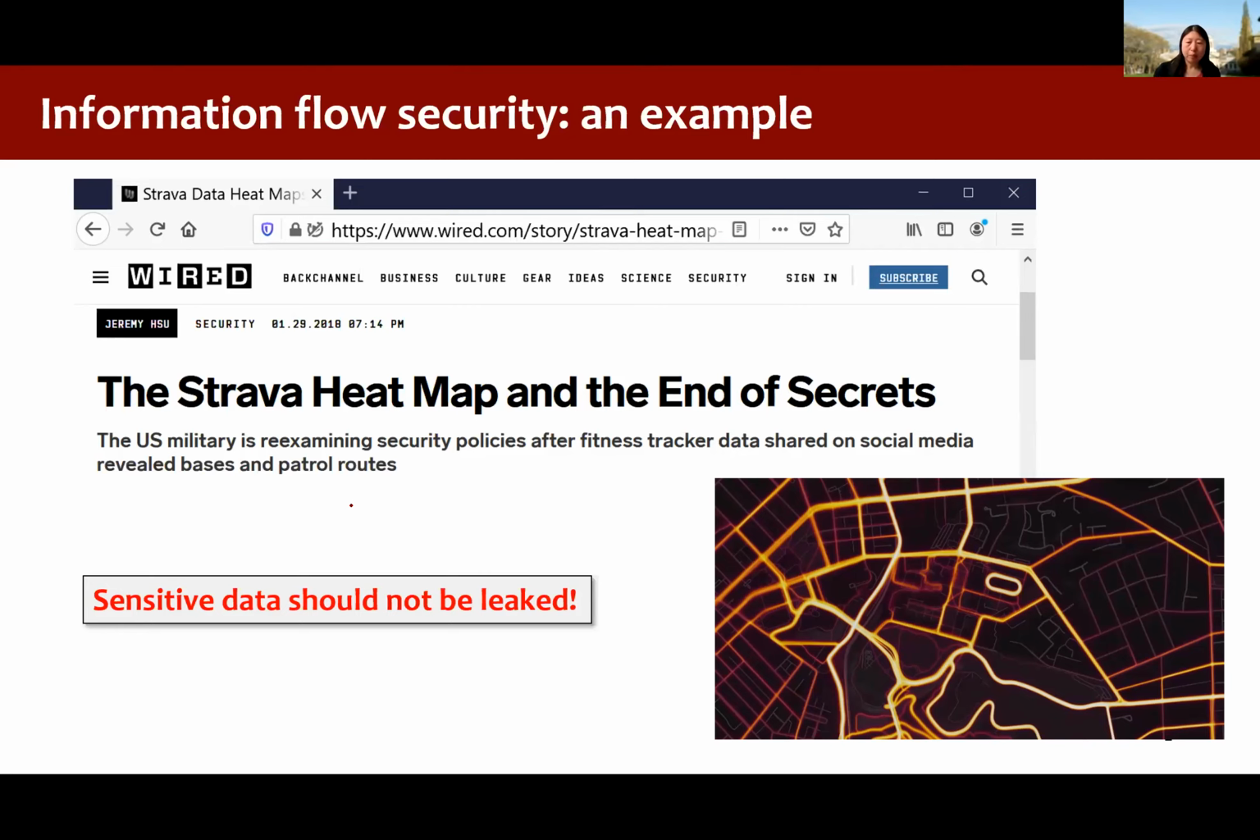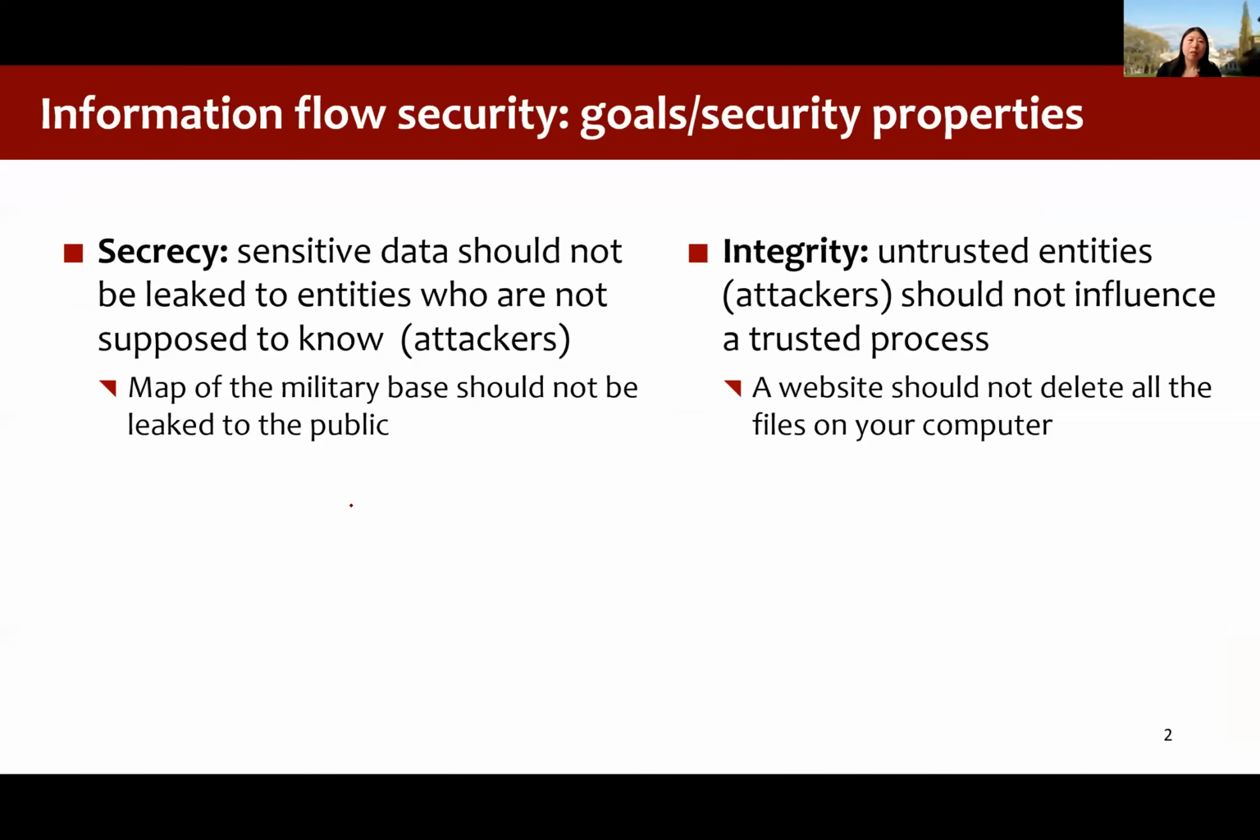All right. So this is a high-level example. I want to be a little more precise about the goal of information flow security. More precisely, there are two main goals. One is to ensure secrecy properties. The other is to ensure something called integrity. Secrecy is easier to understand. It's essentially saying that sensitive data should not be leaked to attackers. In the previous example, the layout or the map of the military base shouldn't be leaked to the public. For integrity, what we're looking for is to make sure untrusted entities or attackers cannot influence a trusted process.